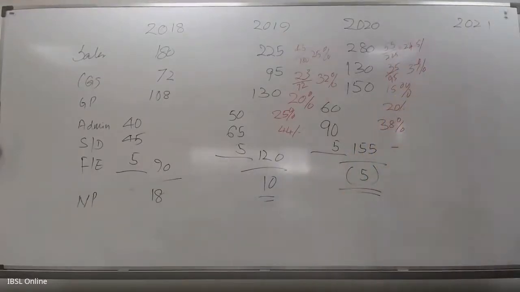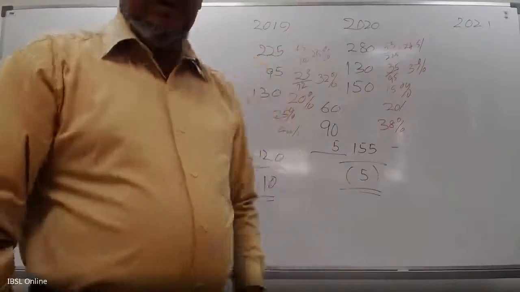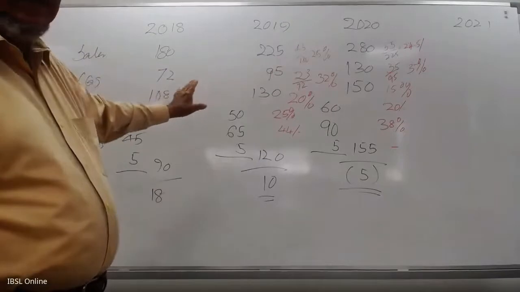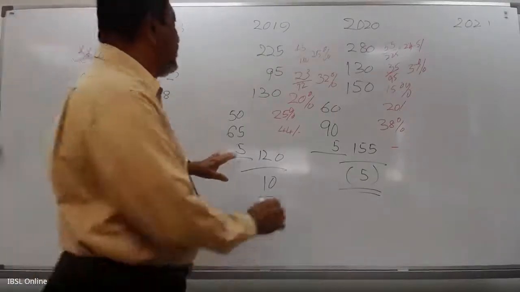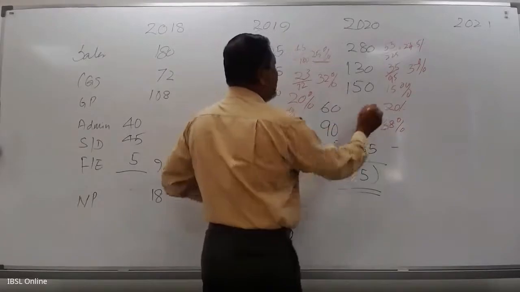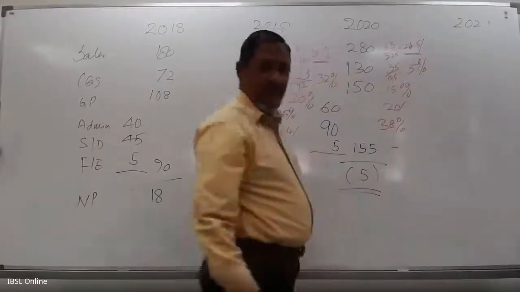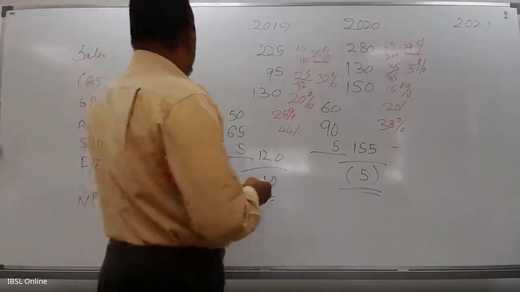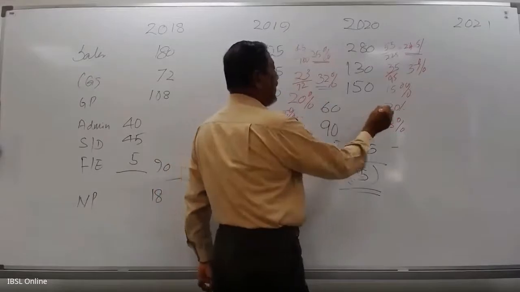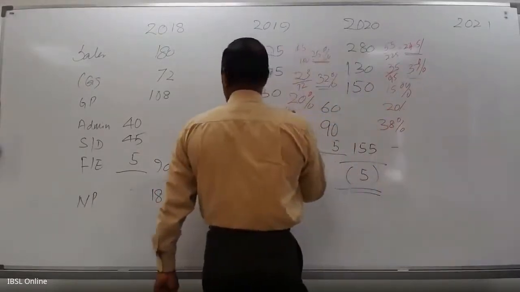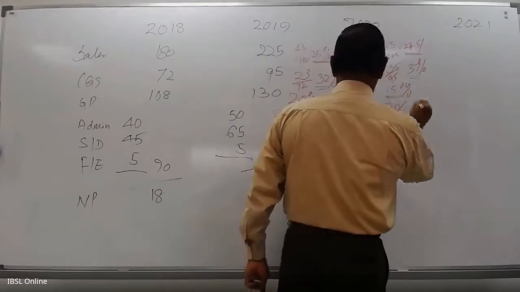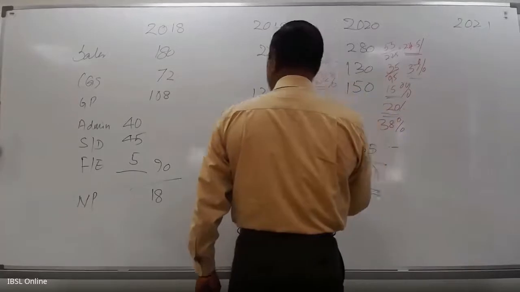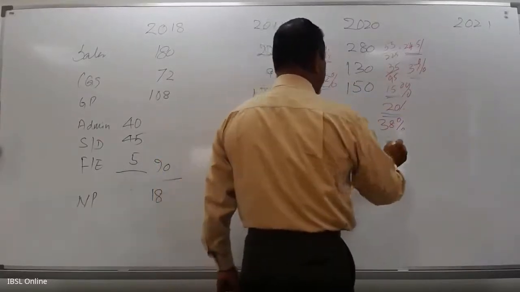Okay, what I did here, I worked out the growth for the 3 years' figures given. Sales growth is 25% in 2019, and 24% in 2020. Cost of goods sold increased by 32% and 37%. Gross profit 20%, then a 15% decline. Administration is 25%, then a decline of 20%. Selling and distribution is 42% and 38%.